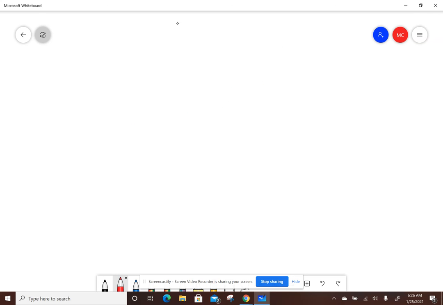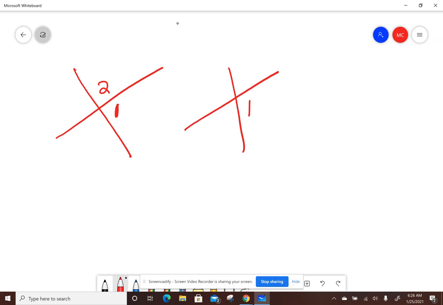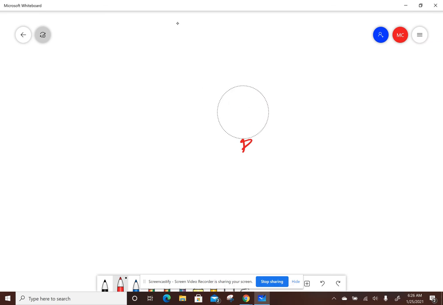Oh, the next one says draw some adjacent angles. So if this is 1, 2 would be adjacent to 1. But also, if this is 1, 3 would be adjacent to 1. So adjacent means they share a ray. Notice these share a ray. They're next door neighbors. I like to think of Jason being my next door neighbor, so it's adjacent.